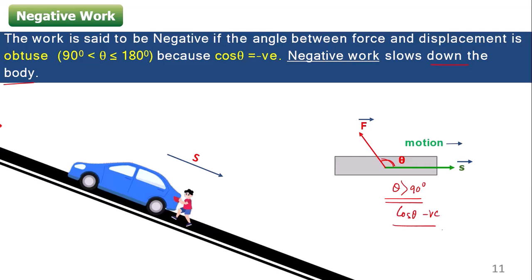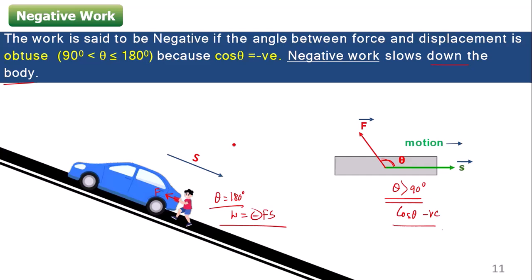In this situation, the boy is pushing the car in this direction, but the force is not sufficient to hold the car, so the car is slipping down. The car is slipping down, which means now the theta angle is 180 degrees. For this situation, work done is how much? Work done should be minus Fs, right? Cos of 180 is minus 1. So work done becomes negative, so the velocity of the body is going to reduce, or the speed of the body is going to reduce.